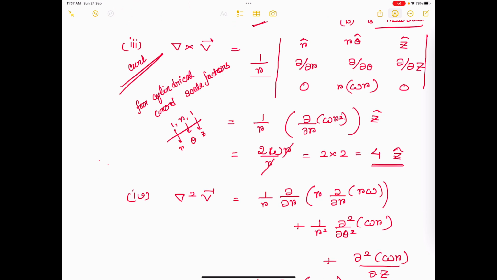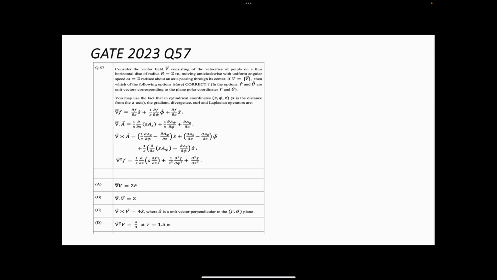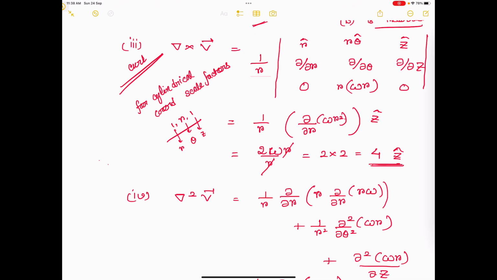Now if you calculate this curl quantity, then it comes out to be 1 by r. Only the z cap component will remain, others will be 0. So z cap component del/del r of omega r square, z cap. Therefore it will be 2 omega r because it's a differentiation, 2 omega r divided by r cancels out. So we get 2 into omega. Put the value of omega, that is 2, comes out to be 4 z cap. If I see what is given in this particular question, del cross v is 4 z cap. So we have found out that it comes out to be 4 z cap. Therefore option C is correct.